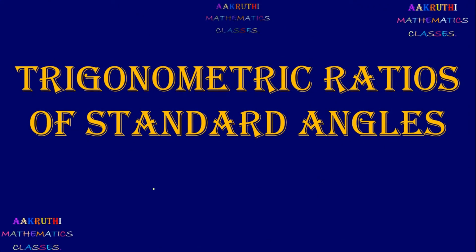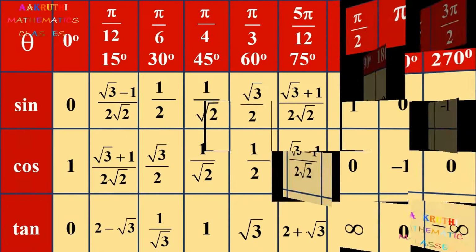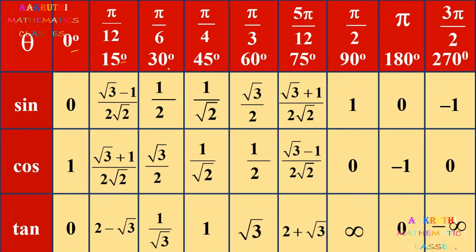So next we study trigonometric ratios of standard angles. Here the standard angles are 0 degree, 15 degree, 30 degree, 45 degree, 60 degree, 75 degree, 90 degree, 180 degree and 270 degree. We can express these in radians: 15 degrees is pi by 12, 30 degrees pi by 6, 45 degrees pi by 4, 60 degrees pi by 3, 75 degrees 5 pi by 12, 90 degrees pi by 2, 180 degrees pi and 270 degrees 3 pi by 2. And 360 degrees is the same as 2 pi, so its values are the same as 0 degree.